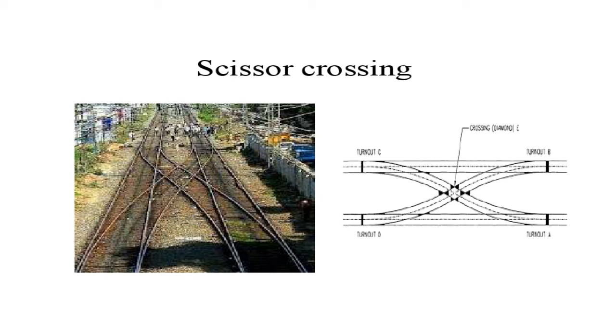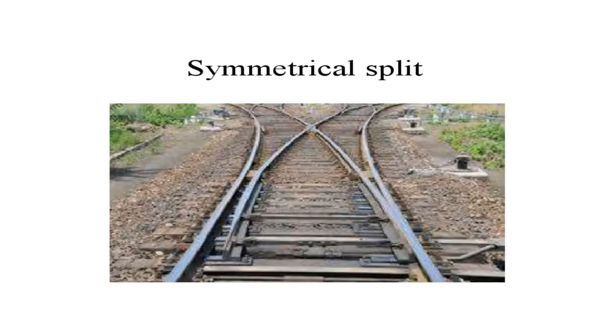Now coming to the next crossing, this is the symmetrical split crossing. Okay, so here you can see two diversions. Here two diversions are of same degree, or you can say the radius of the main track is equal to the radius of the turnout curve. Okay, when both the tracks have same degree of curve, then that is known as symmetrical split. Here also we require points as it is to be shifted from one track to another.